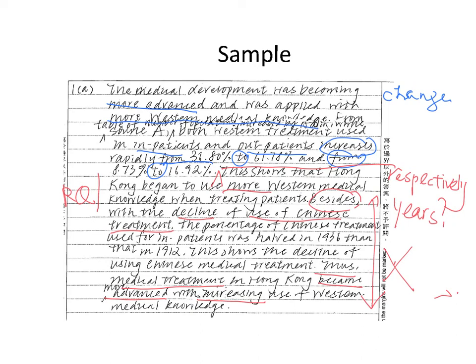She got a full mark. Why? Because she can show the change. She successfully generalized the change with one topic sentence, and she gave some figures. Though the years are missing, she still got the full mark.